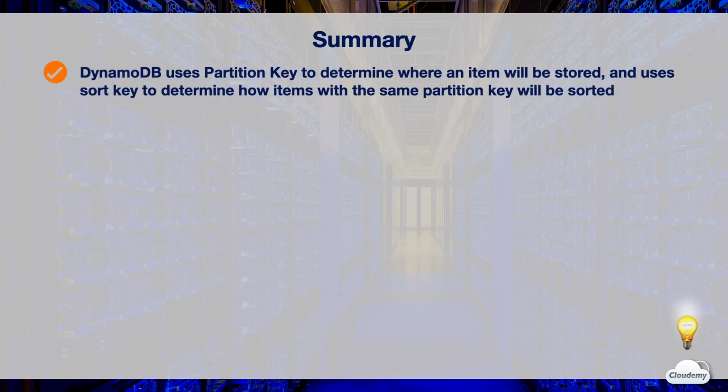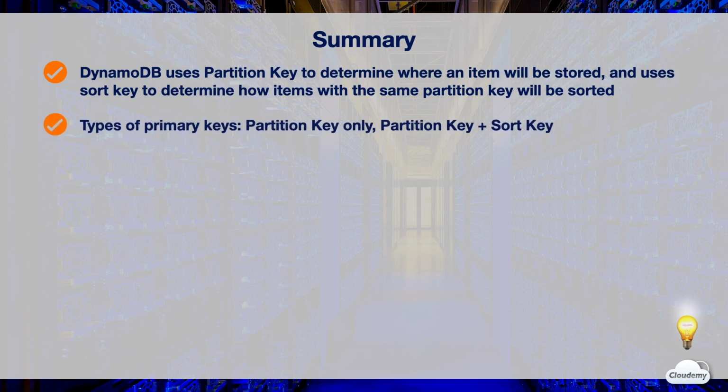When you create a table or an index, you must specify the partition key, and optionally specify a sort key, to be a primary key. DynamoDB uses partition key to determine where an item will be stored, and uses the sort key to determine how items with the same partition key will be sorted. The primary key uniquely identifies each item in the table. DynamoDB supports two types of primary keys. The simple primary key is made of a partition key. The composite primary key is composed of a partition key and a sort key.